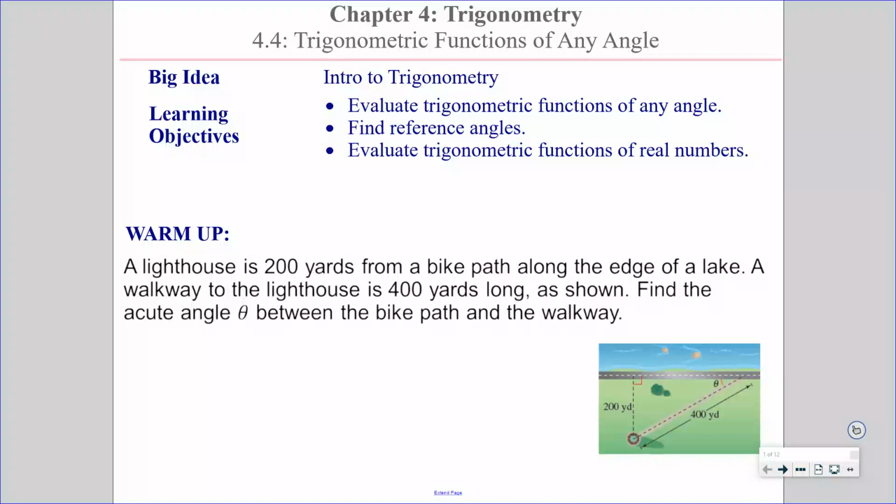Okay, we're starting lesson 4.4, struggling through the warm-up. What I did see was a lot of us had this. This is beautiful. Let me just read it out loud quick. We have this lighthouse, 200 yards from a bike path along the edge of the lake. A walkway to the lighthouse is 400 yards long as shown. Find the acute angle theta between the bike path and the walkway.